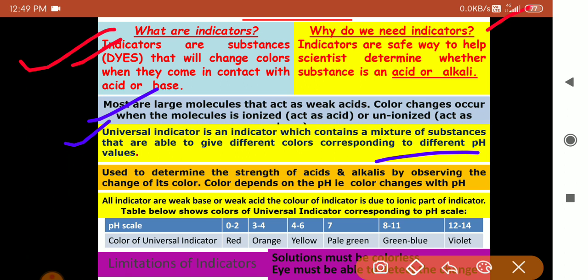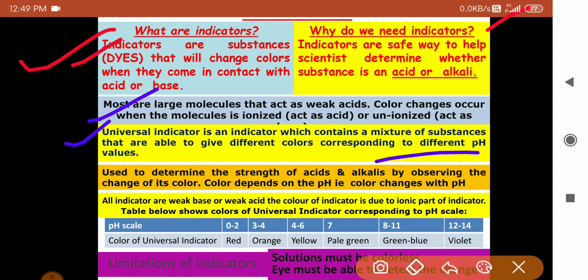All indicators are weak bases or weak acids. The color of an indicator is due to the ionic part of the indicator. Acids have an ionic part in them, and because of the ionic part, the indicator shows the color.